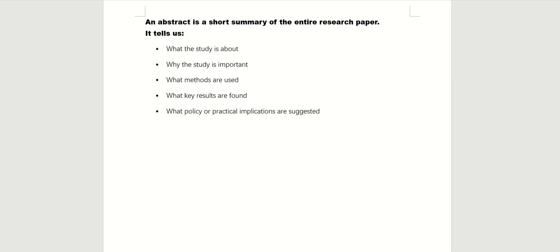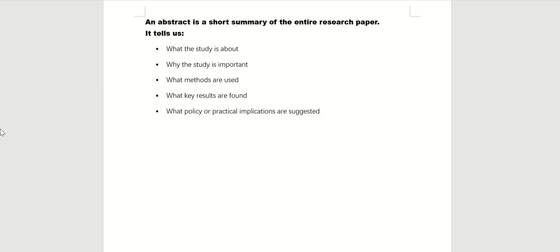In today's lecture, I will explain how to read and understand the abstract of a research article step by step, using a real publication as an example. This lecture is especially useful for PhD scholars, MS students, MPhil students, and early career researchers who often struggle with reading papers. Before we start, let me briefly explain what an abstract is.